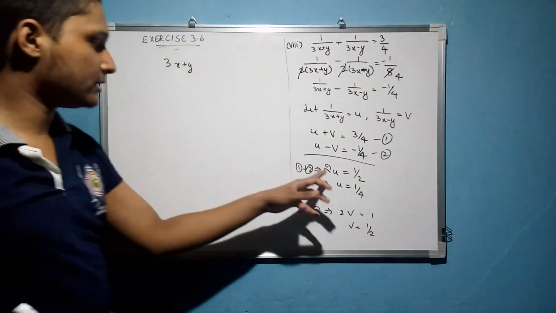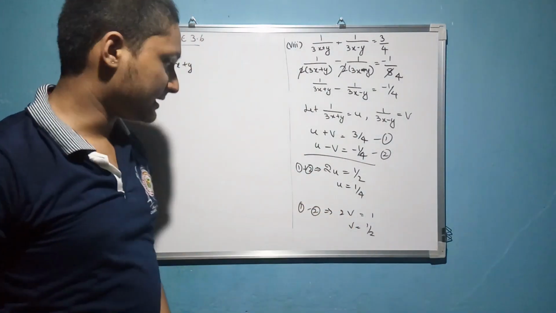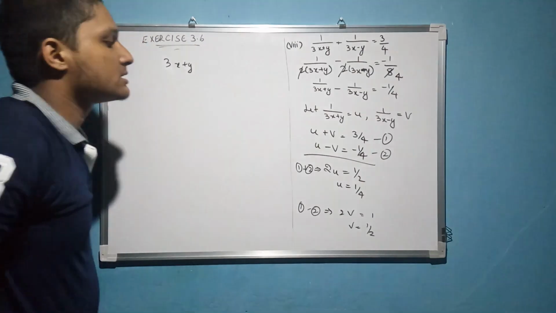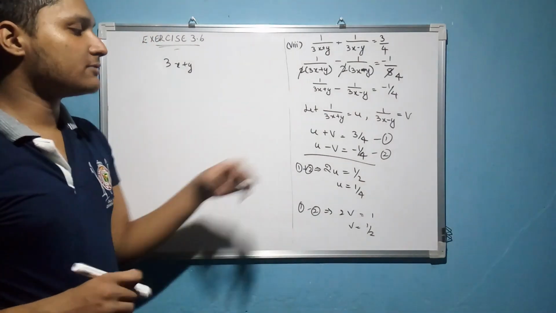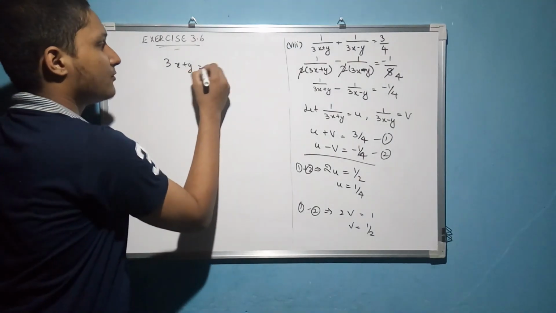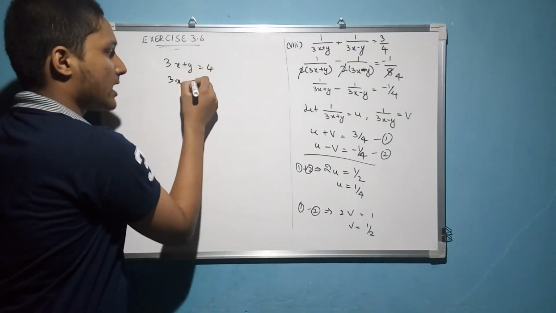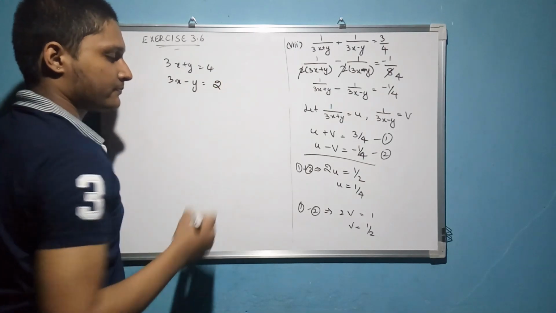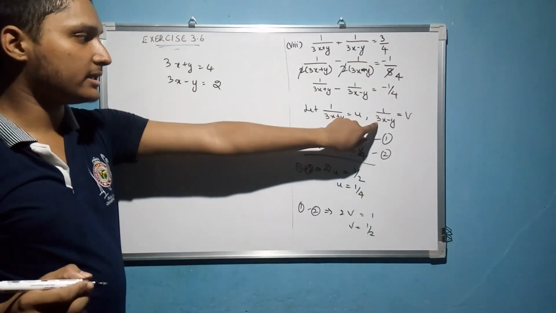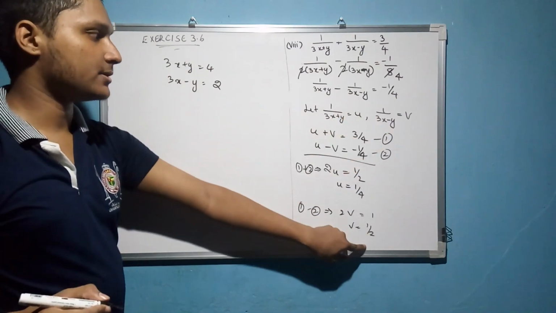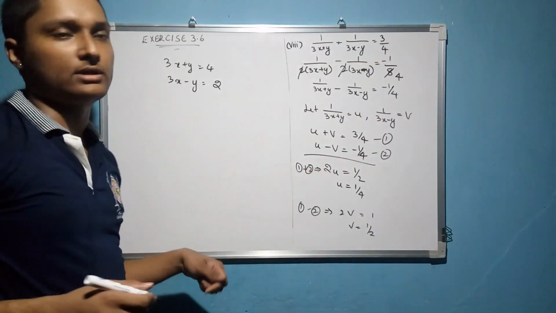Okay, so we got u is equal to 1 by 4. Similarly, we can also get that v is equal to half, just by subtracting those two equations. So by your substitution, we can find out that 3x plus y becomes 4 and 3x minus y becomes 2. Okay, that's how we got v is equal to 1 by 2, right? 1 by 2 is equal to 1 by 3x minus y. So 3x minus y equals 2. Similarly, 3x plus y is also equal to 4.